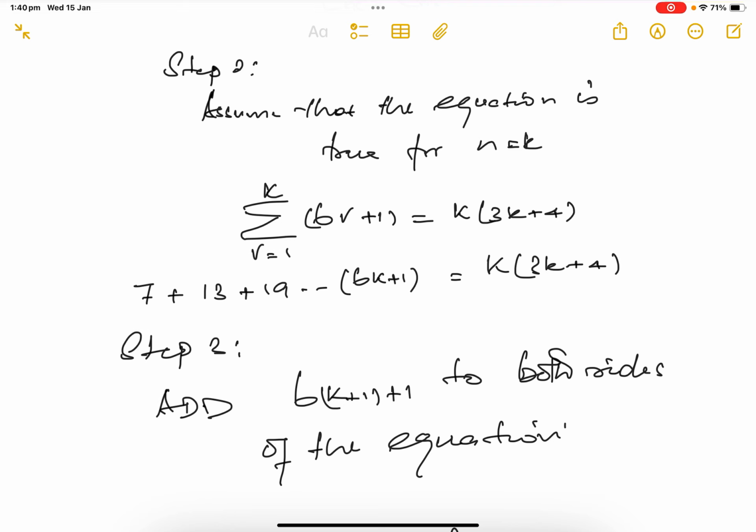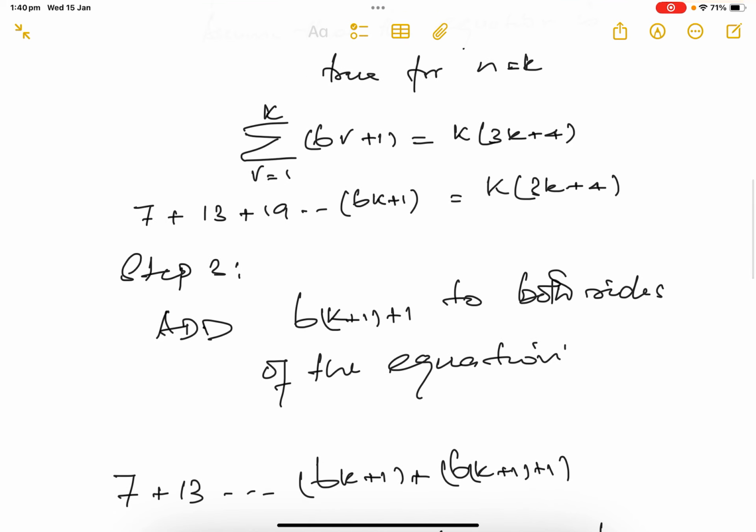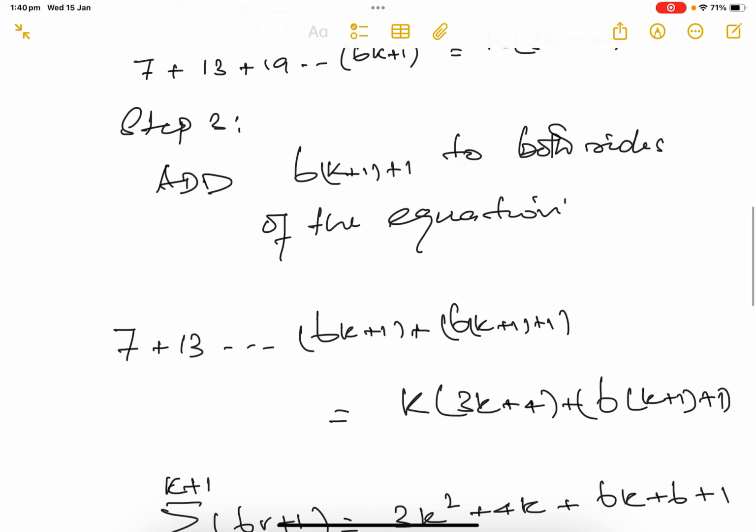I just expand the left hand side to see the term after the k term, in other words the k plus 1 term, just to give you an idea what it should be. So by looking at it, the k plus 1 term will be 6 times (k + 1) plus 1. So in step 3, we add 6 times (k + 1) plus 1 to both sides of the equation.